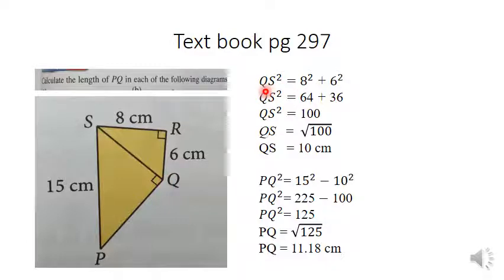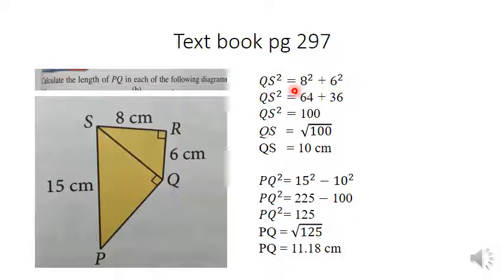So, you write QS because you want to find the length, and then don't forget to write square, next equal, and then this time you use plus because QS is hypotenuse. Is it correct? QS hypotenuse? Yes, because QS is opposite of the 90 degrees angle. So because QS is a hypotenuse, you use plus. 8 square, this side, plus one more side, 6. Don't forget to write square.